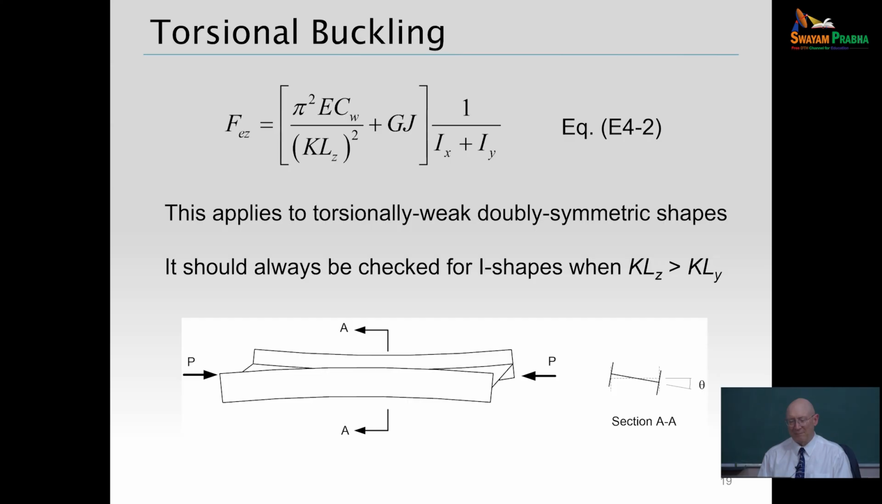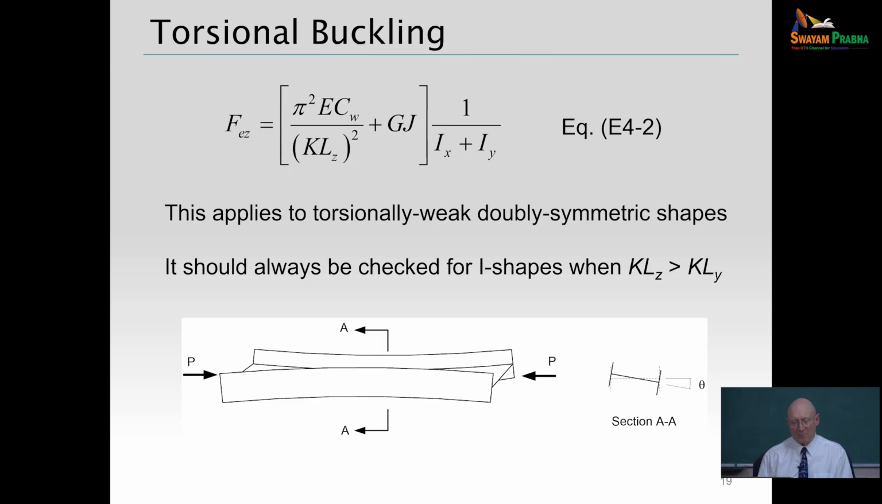And then we had a divided by IX plus IY outside the bracket. If we wanted the axial force corresponding to torsional buckling, of course, we would multiply by the gross area. Then you would have an area over IX plus IY. That's actually what we call the polar radius of gyration, R0, squared. All right? So that's torsional buckling.